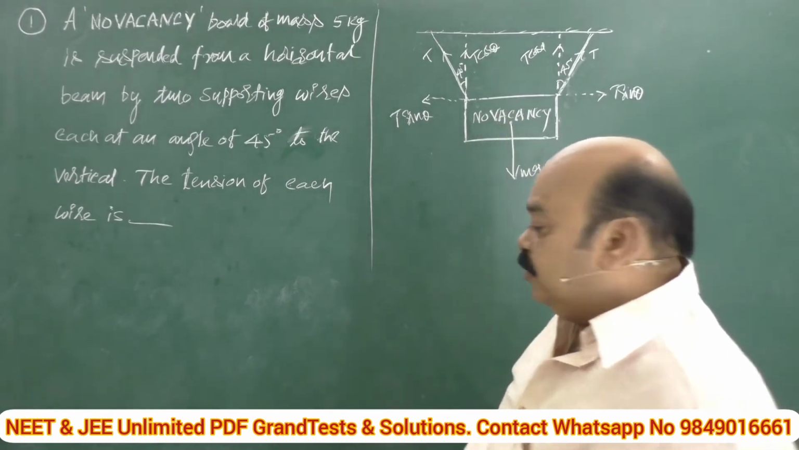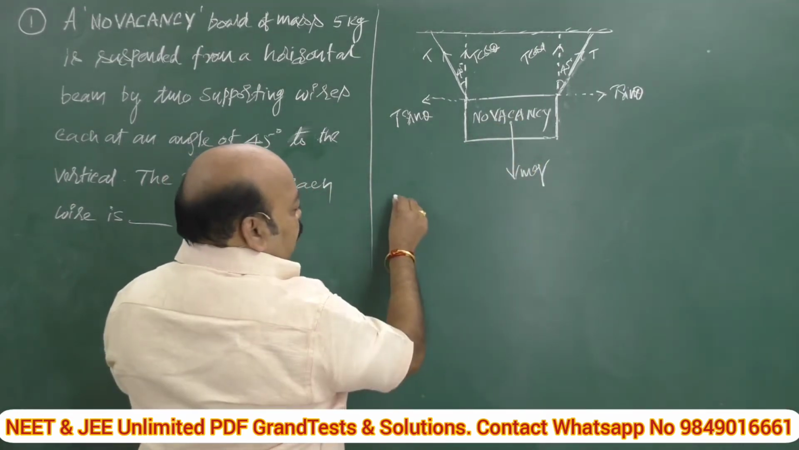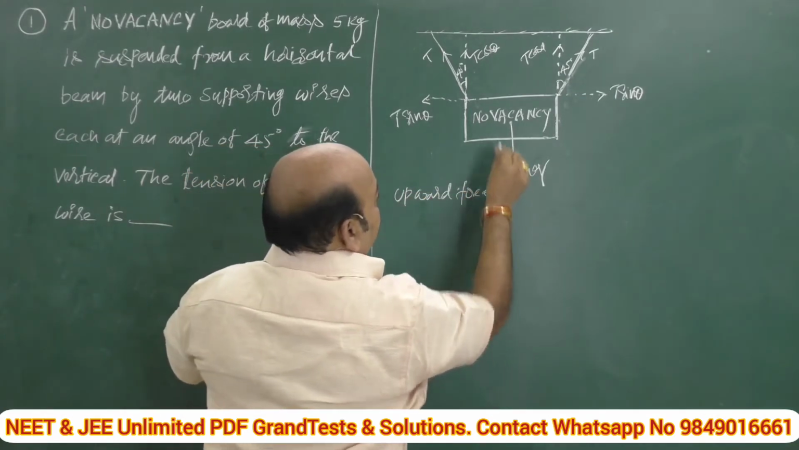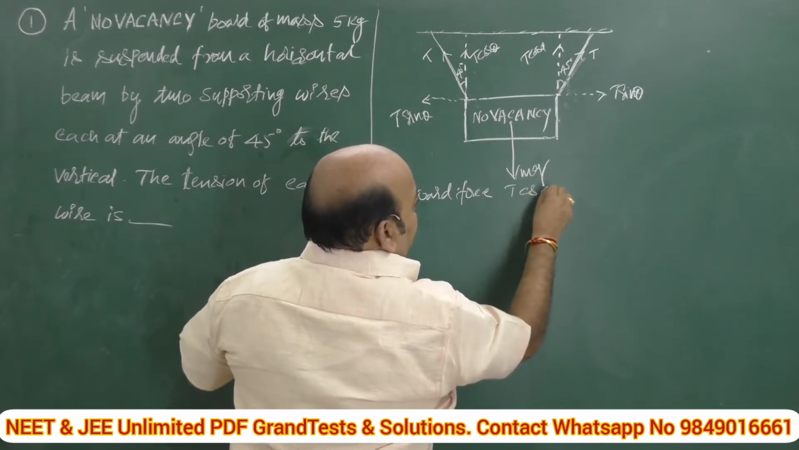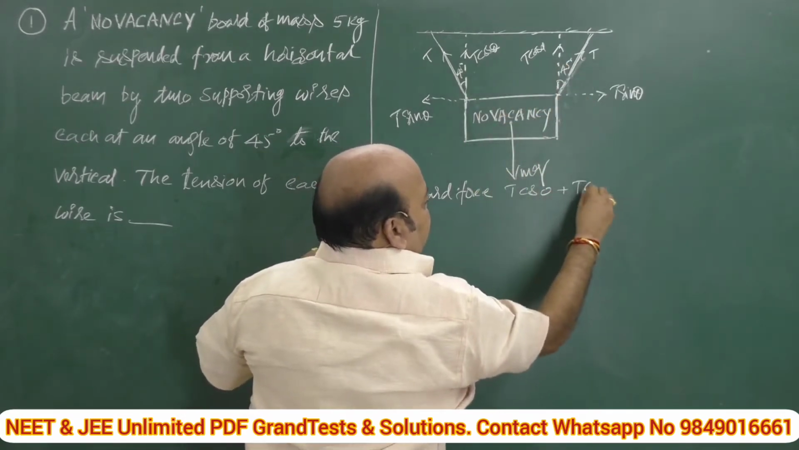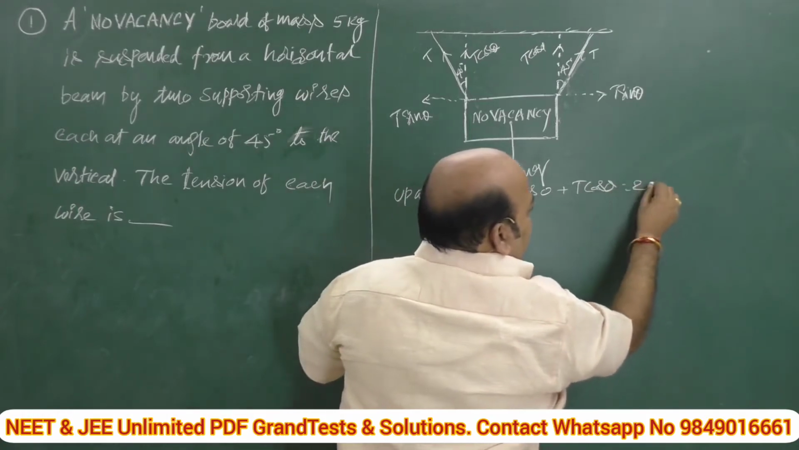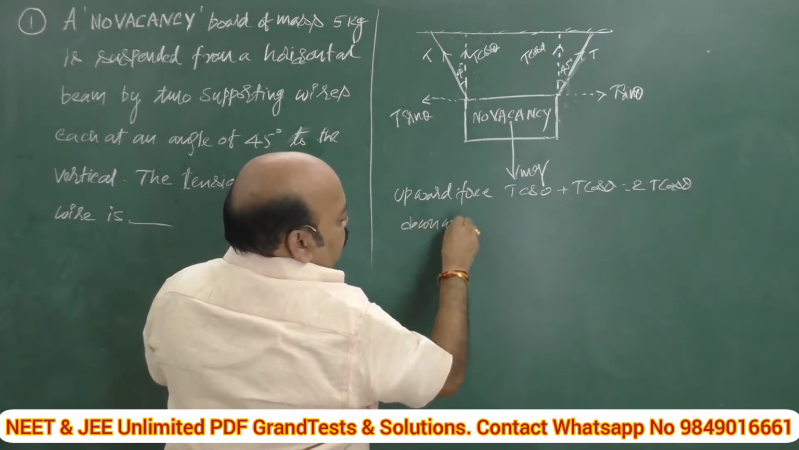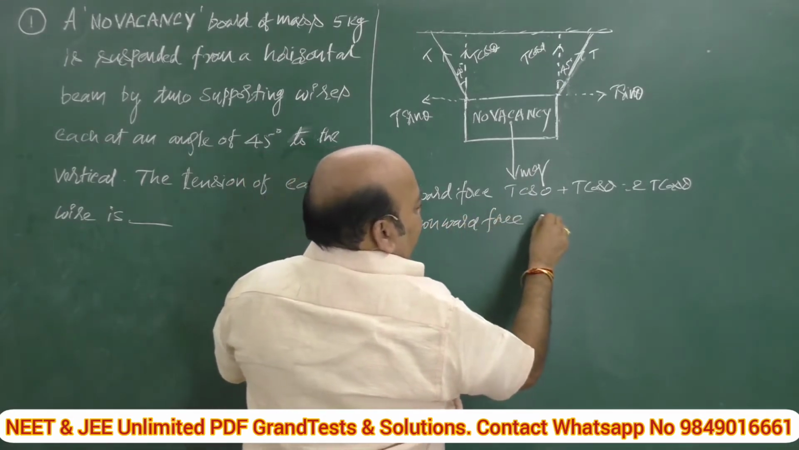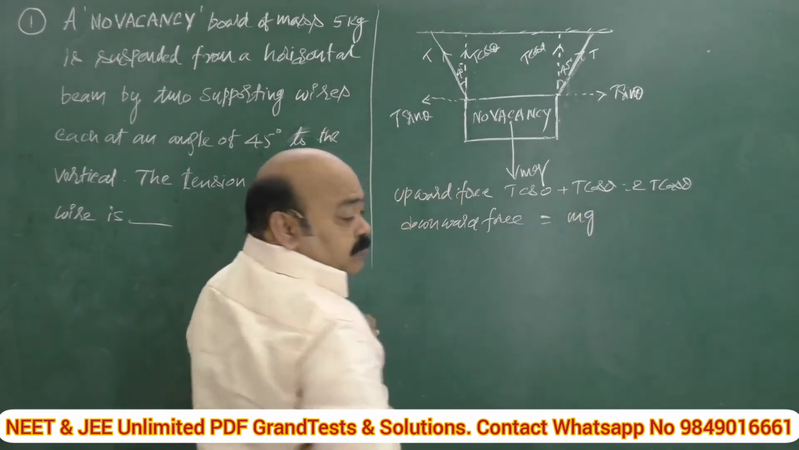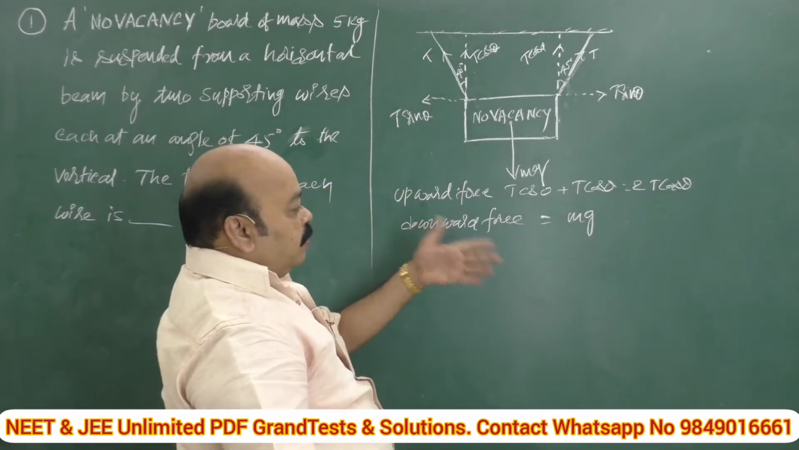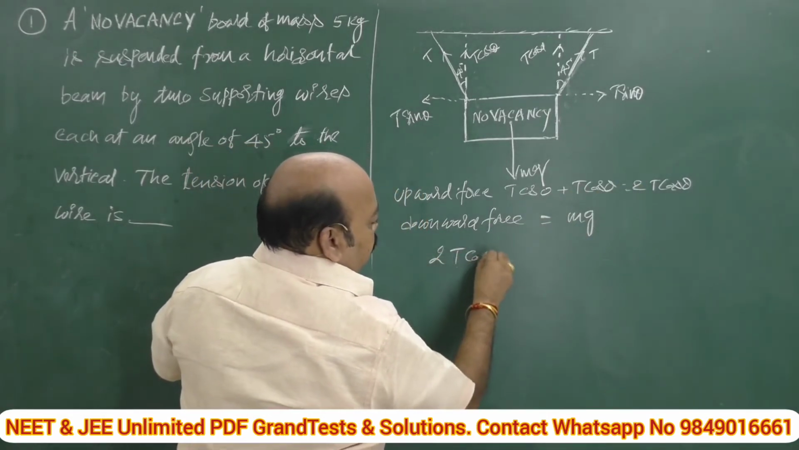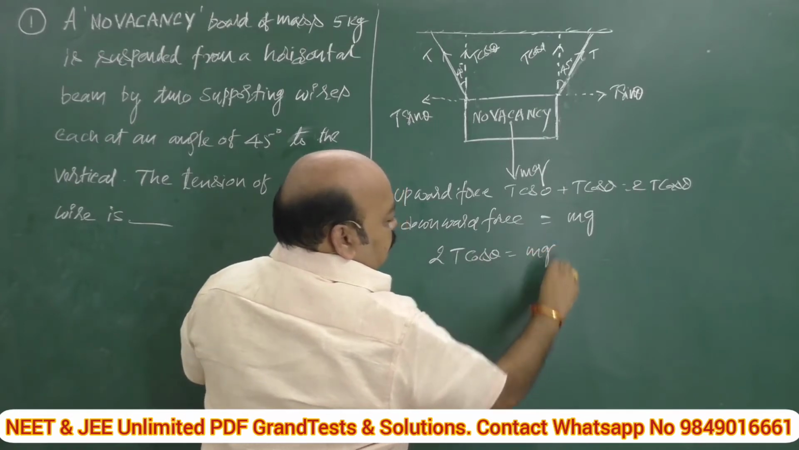Now see, what are the two upward forces? These two upward forces are T cos theta plus T cos theta, nothing but 2T cos theta. What is the downward force? Vertically downward force is nothing but its weight mg. What is the condition for equilibrium? Upward force is equal to downward force. So this is the condition: 2T cos theta is equal to mg.